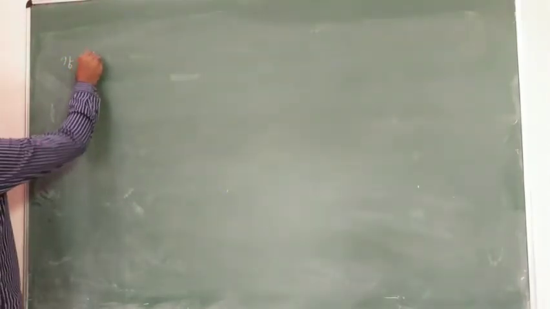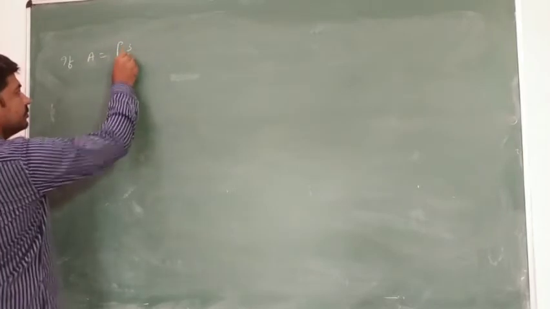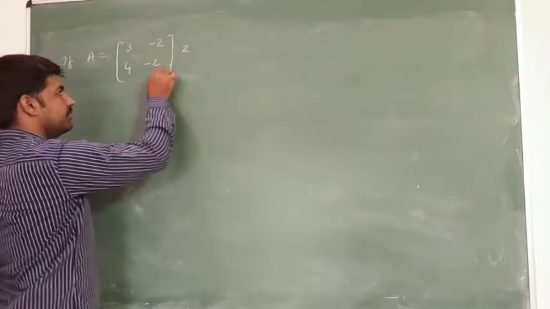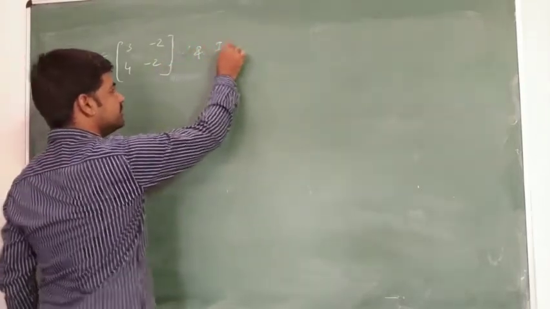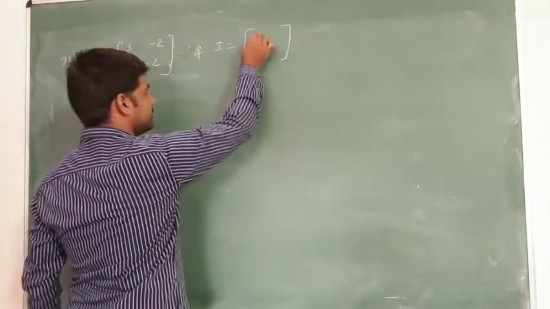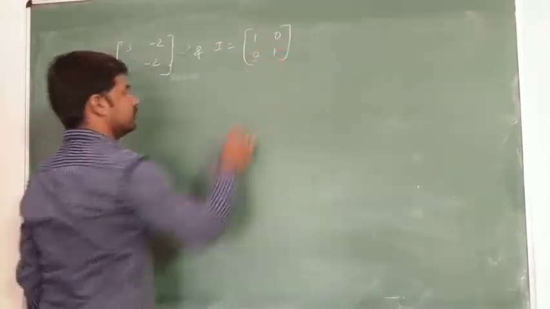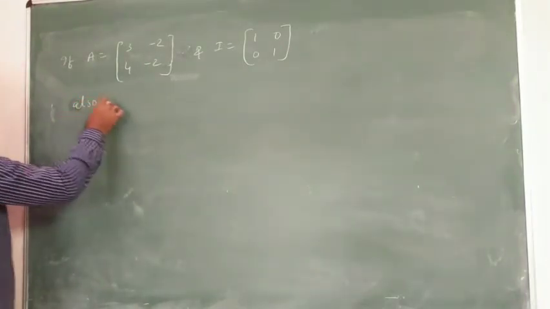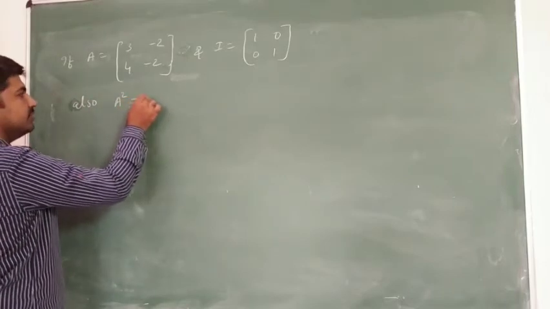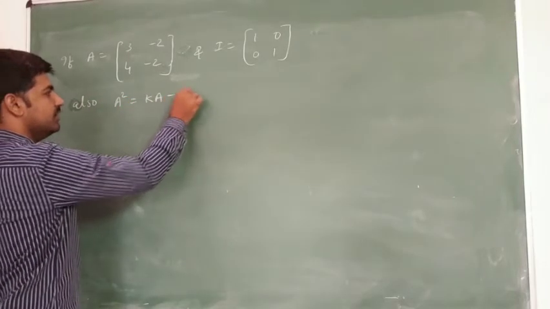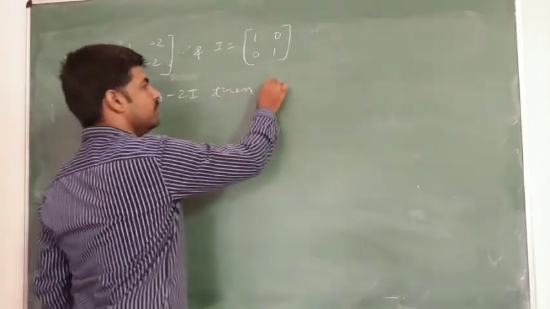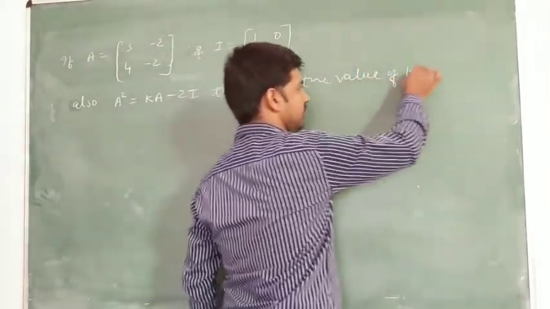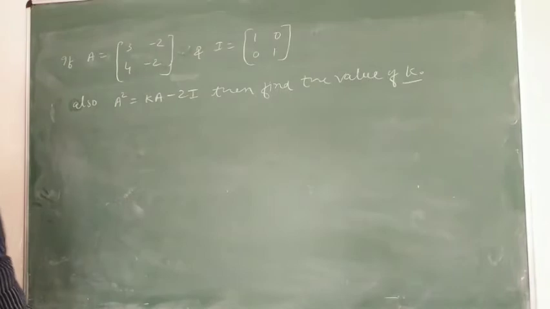If A is equal to [3, 4; -2, -2], and I is equal to an identity matrix of order 2, and also A square is equal to KA minus 2I, then find the value of K, scalar K, students.